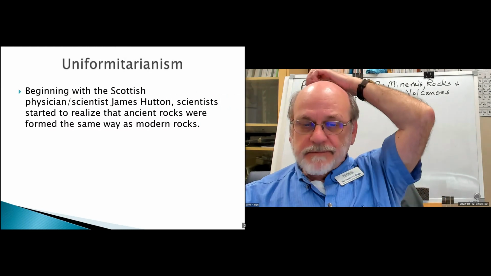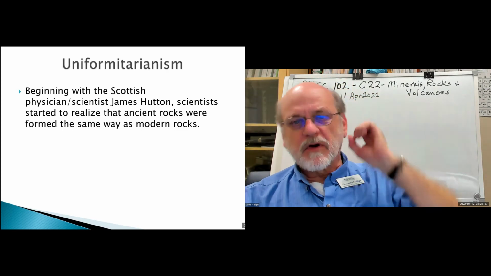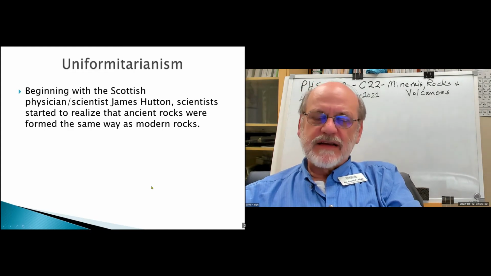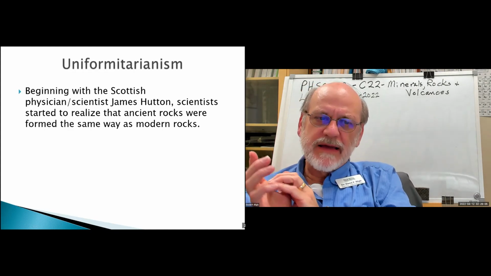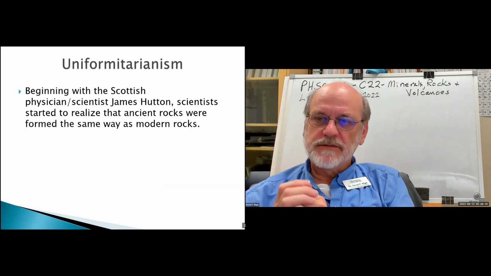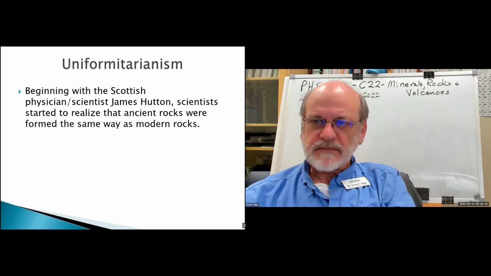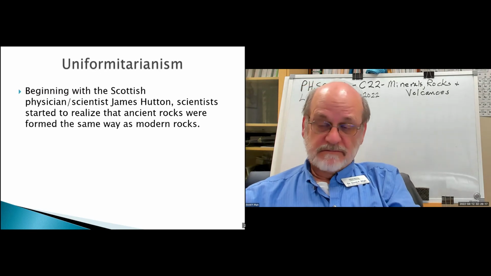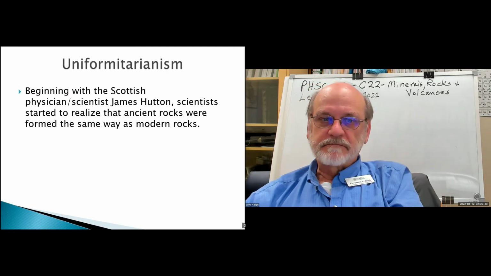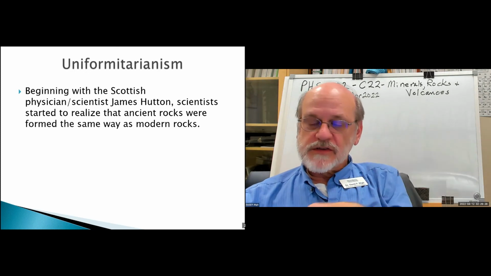The competing idea developed in the early 1800s called uniformitarianism. Now, this idea was proposed by, actually, he was a physician, he was a doctor, but he was also an amateur scientist named James Hutton. And he lived in Scotland. In fact, a lot of scientific advances came out of Scotland. This is just one of them. He would go on long walks in the countryside.